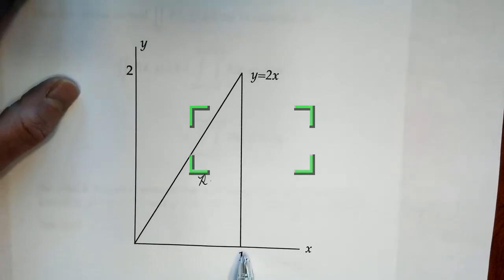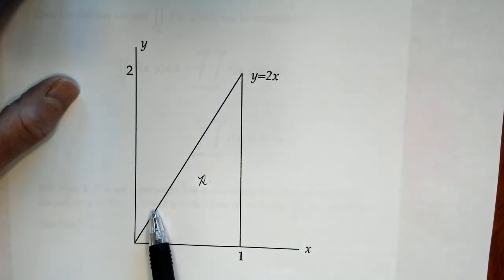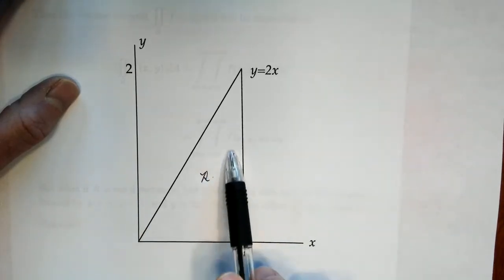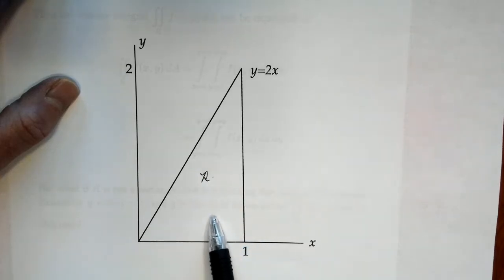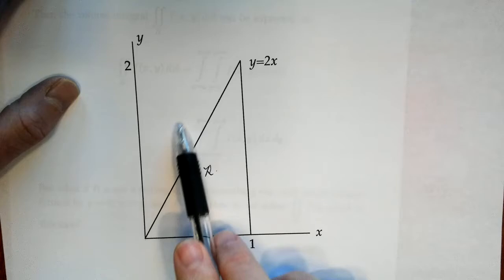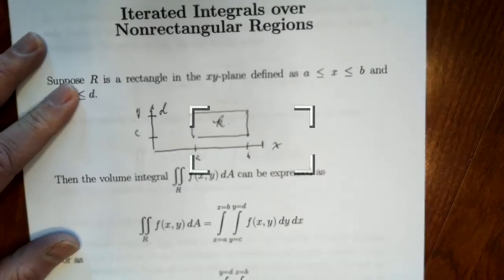Here we have x equals 1. Here we have the line y equals 2x, and then the y-axis. So we're looking for what it means to integrate a function over a non-rectangular region like this. We're looking at this triangle, not this over here, but this triangle. So let's discuss the general strategy.